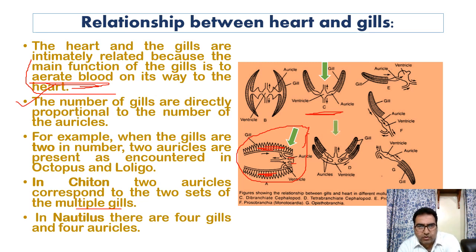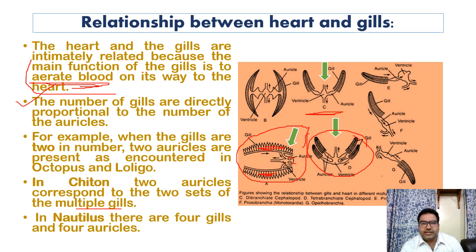In the case of Nautilus, there are four gills and four auricles. What we are seeing here is that four gills are present, and four auricles are also present.